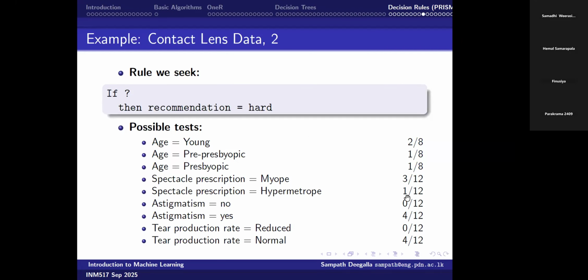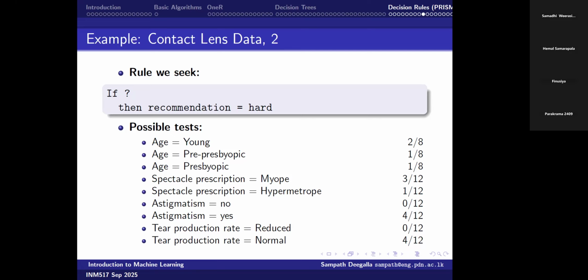So if you calculate the accuracies for all possible tests, this is the accuracy you are getting. So you will get 2 out of 8, 1 out of 8, 1 out of 8 when you have age. For spectacle prescription, we get 3 out of 12, 1 out of 12. Astigmatism, we are getting 0 out of 12 and 4 out of 12. Tear production rate, you are getting 0 out of 12 and 4 out of 12.